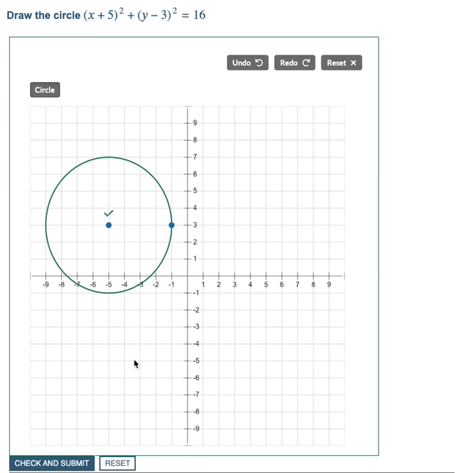Let's go ahead and check ourselves. And we get the green check mark, which indicates that we've graphed it correctly. Of course, if you haven't, it'll give you a different color there. You can reset it, try it again. Very nice to practice graphing. Identify the center, identify the radius, sketch that circle.